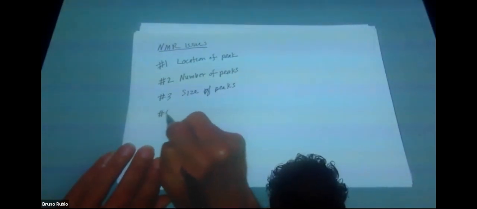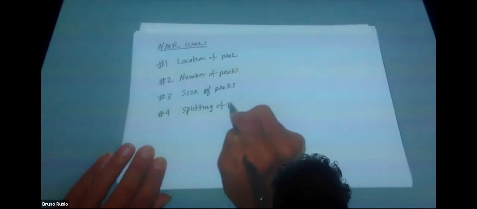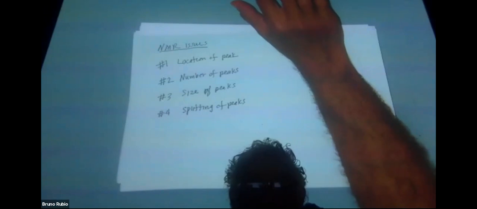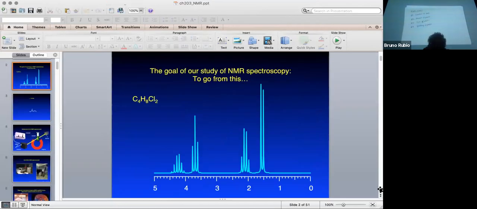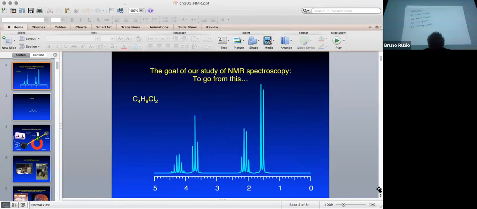And the fourth and final issue that we deal with is the splitting of the peak. So this doesn't mean too much right now, but it will eventually. Okay, so the location of the peak, the number of peaks, the size of the peaks, and the splitting of the peaks. So let's go back and look at an NMR spectrum. All right, so this molecule, 1, 2, 3, 4, is 1,3-dichlorobutane. And so we see that some peaks are upfield and some peaks are downfield.